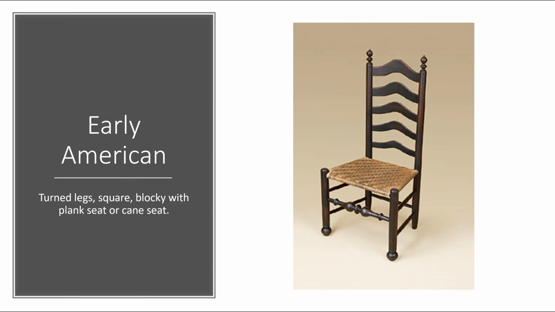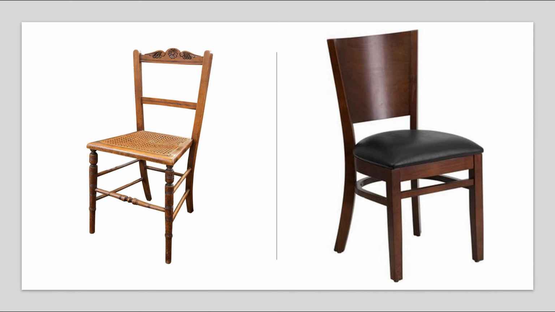First, we have early American. These usually have turned legs, and it is very square and blocky, and it usually has a plank seat or a cane seat. That's like a woven seat. Okay, so if you see right there, it's kind of like that woven material or like that type of basket weave. That's a cane seat. Here are some examples of some more early American. Very square, very blocky, very plain.